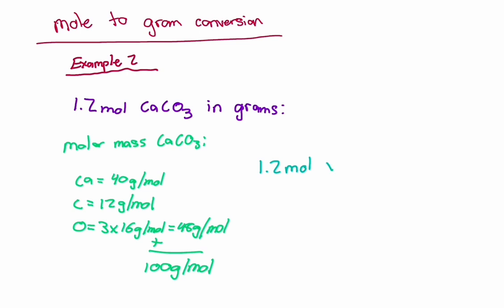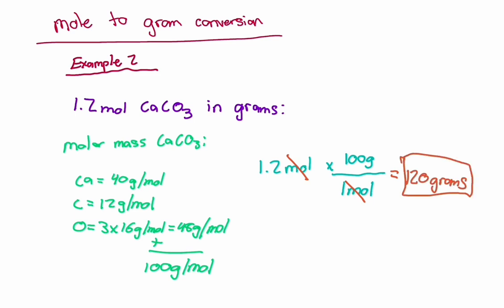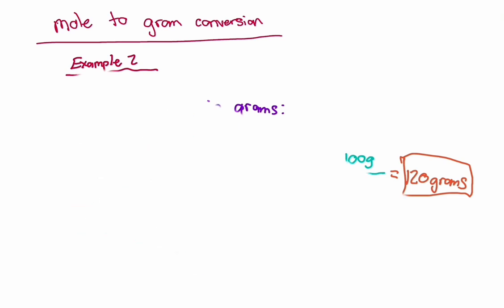Now we calculate grams from moles. Again, we're going to multiply the amount of moles that we have by the molar mass, which is grams per mole, leaving us with 120 grams, meaning that 1.2 moles of calcium carbonate is 120 grams.